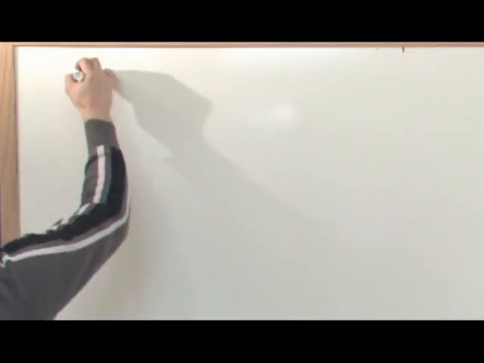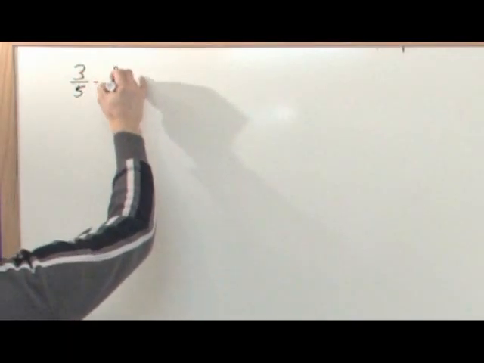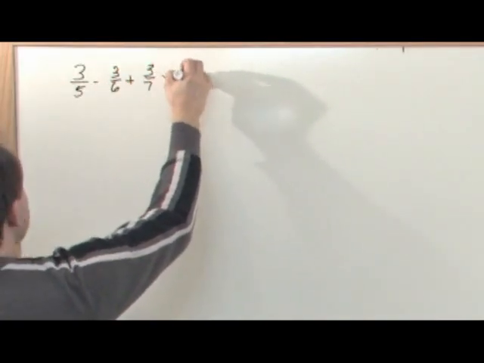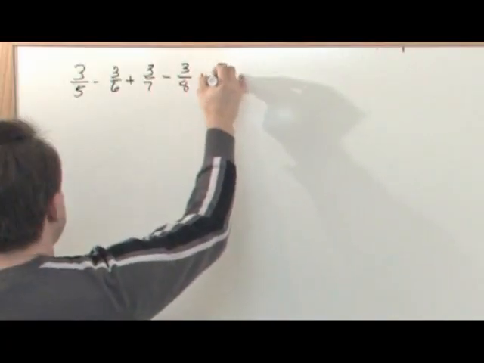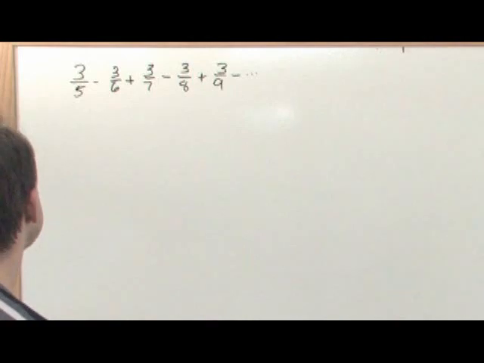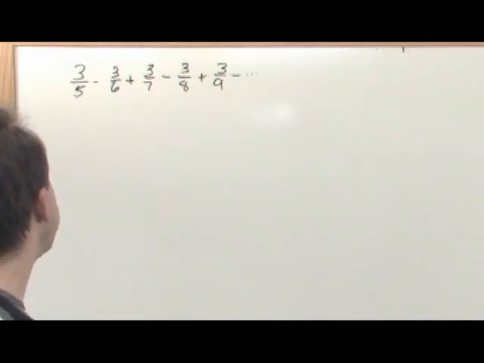Okay, so the first problem is a series that's something like this. 3/5 minus 3/6 plus 3/7 minus 3/8 plus 3/9 minus ... So that is a series. Okay, I'm adding those things up. It just so happens that some of these terms are negative, every other term. Okay, I want to find out if that thing converges.